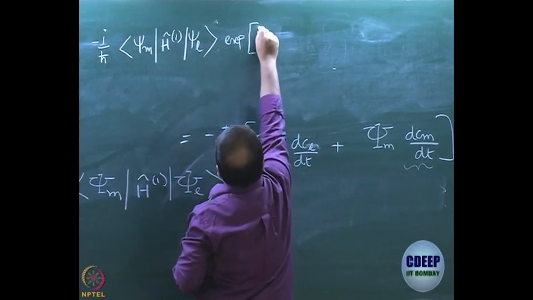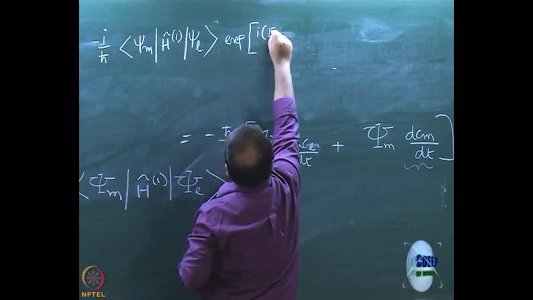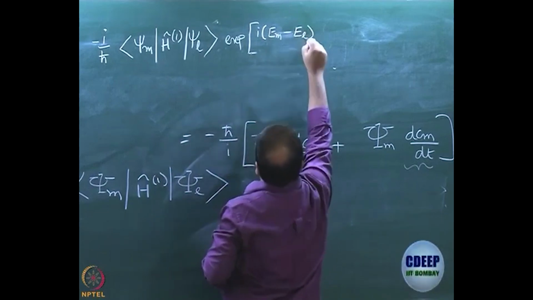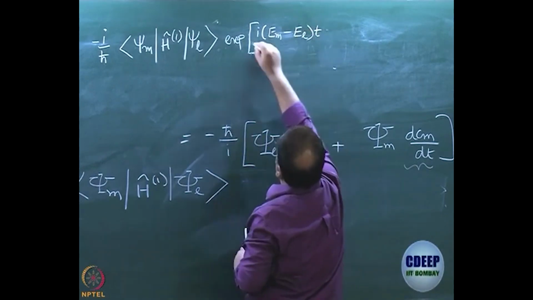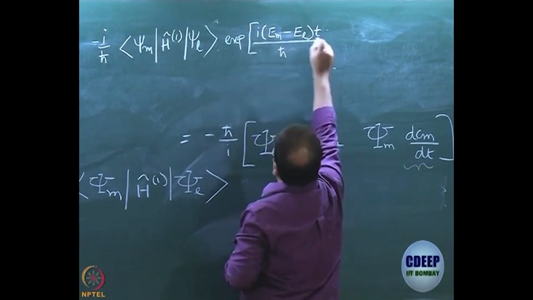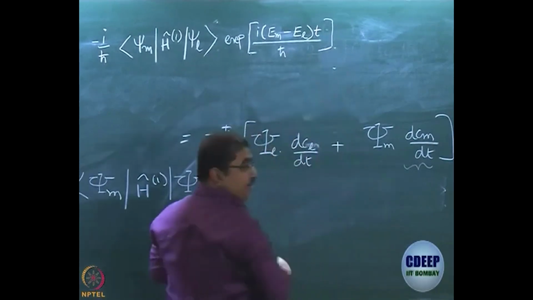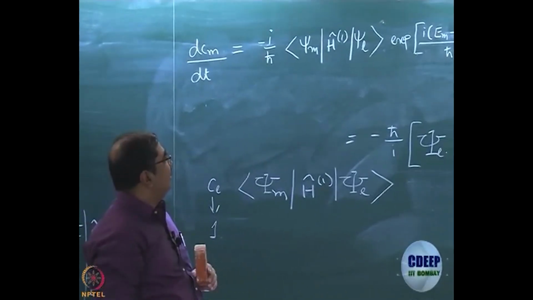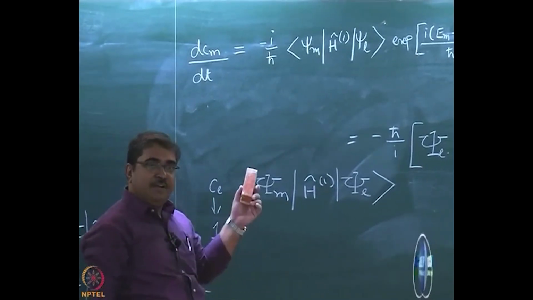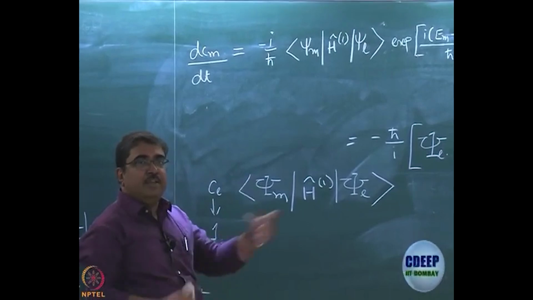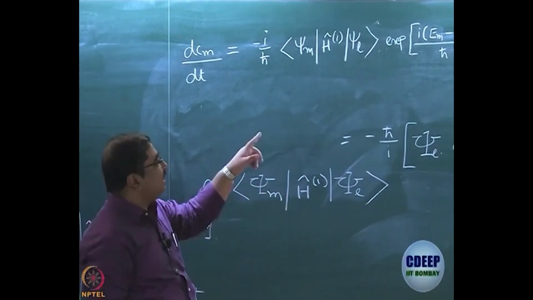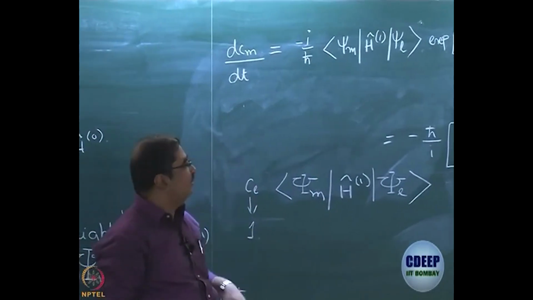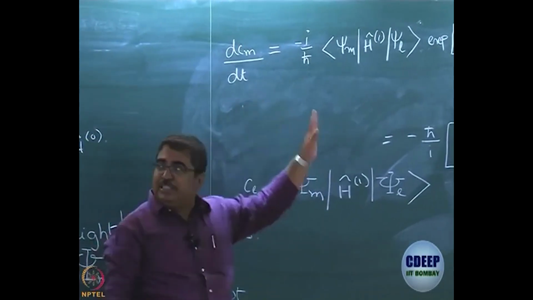what will it be? i Em minus El t divided by h cross, is that right? Yeah. Okay. Well, in the textbook it is written as minus i multiplied by El minus Em. So, it is the same thing, does not matter. So far so good. So, this is where we had reached.